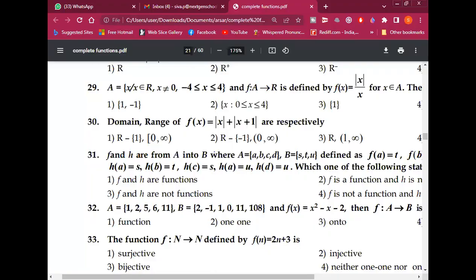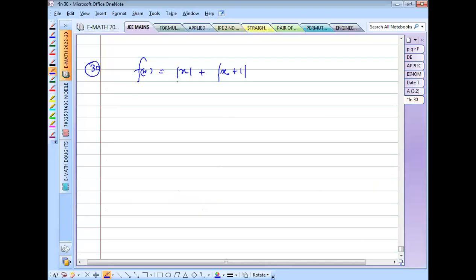Very, very easy. It was clear that you can take any value of x as a domain, right? You can take any value. That means the domain should be, what is the domain? Real numbers. Actually, there is no problem. We already told you in the synopsis, if f of x is given, simply say capital R is the domain, right?